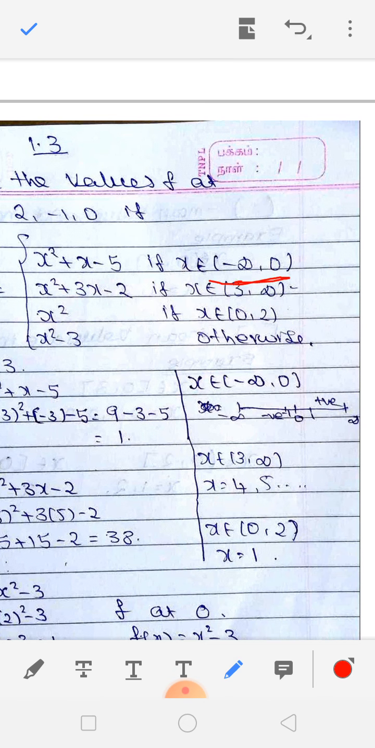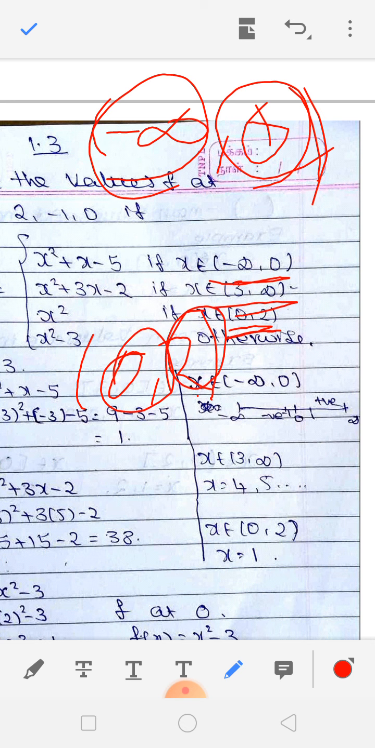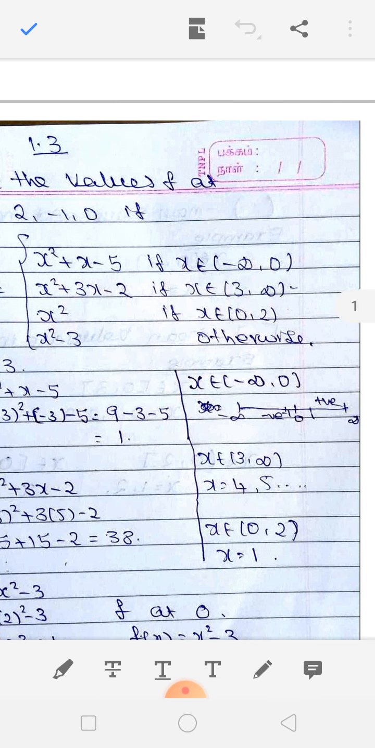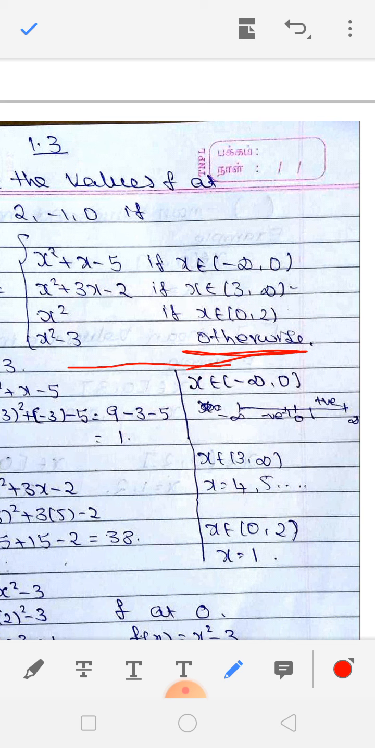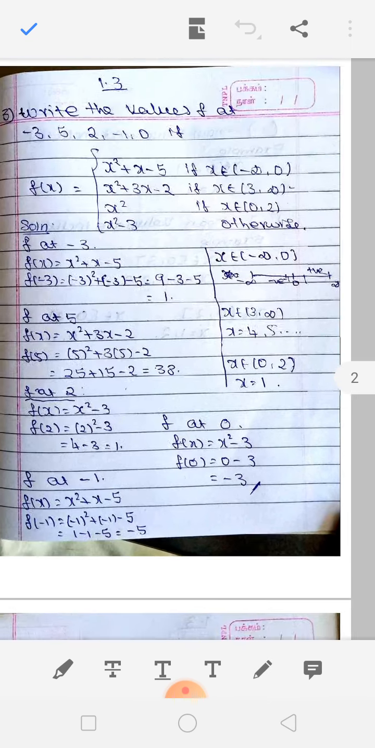Open bracket minus infinity comma 0, which means minus infinity and 0 will not be added because this is an open bracket. Look at here, 0 comma 2. This is also an open bracket, which means 0 and 2 will not be added. 3 comma infinity, there is no 0 because that is 4, 5, 6, 7. 0 is before 3 only. Now what can we do? We use the otherwise function, f of x equal to x square minus 3. So replace x by 0. So 0 minus 3, which is equal to minus 3. That's it, easy one only.